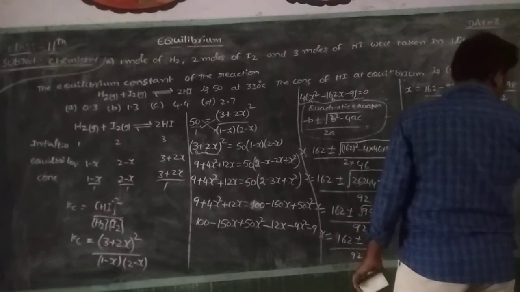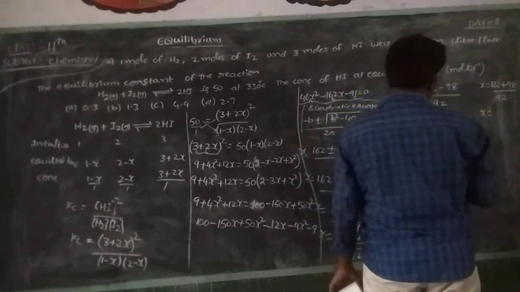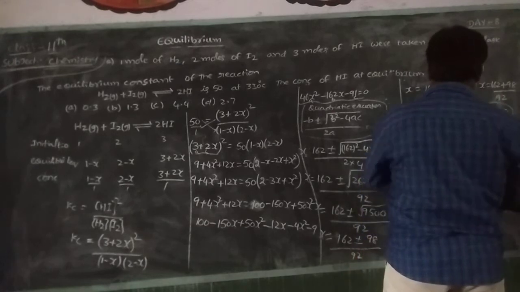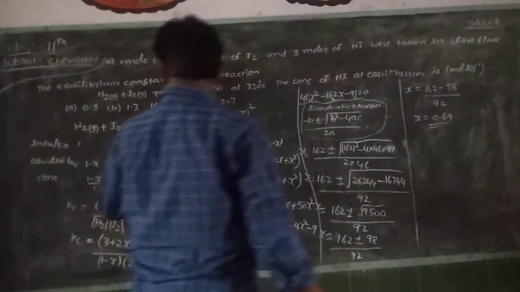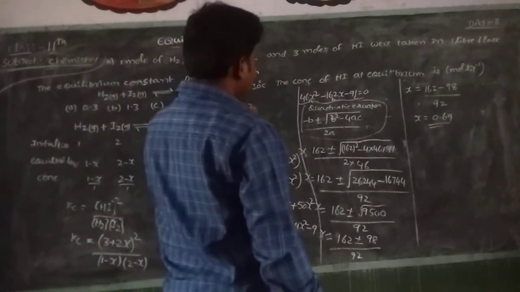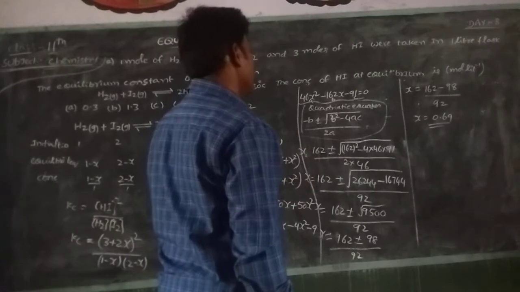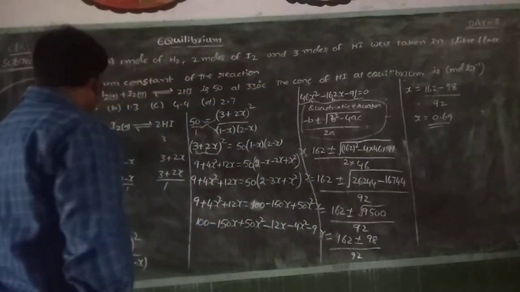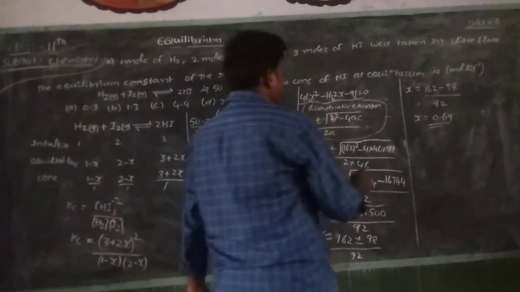X is equal to what? That means 2.8. But this is not correct, because the reactant is already given as very less than 1, the value of degree of this was x value. That's why x is equal to 0.69. You have to find the HI at equilibrium.